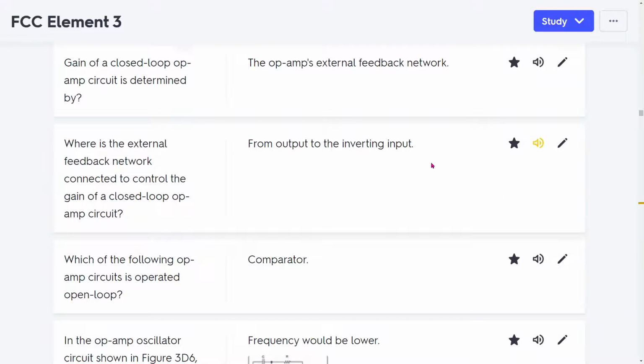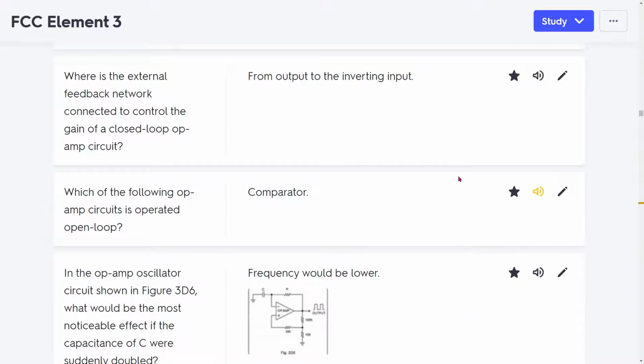Where is the external feedback network connected to control the gain of a closed-loop op-amp circuit? From output to the inverting input. Which of the following op-amp circuits is operated open-loop? Comparator.